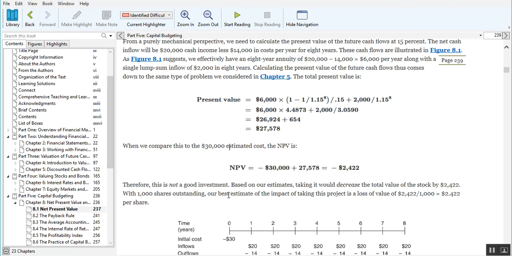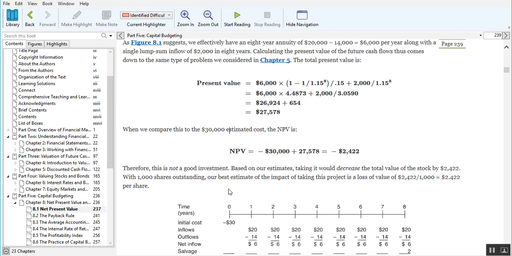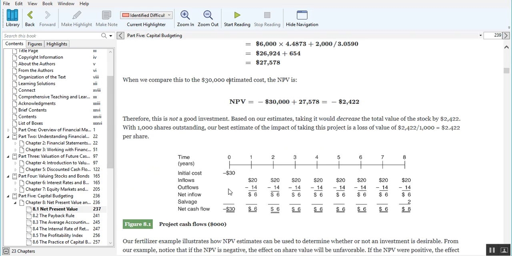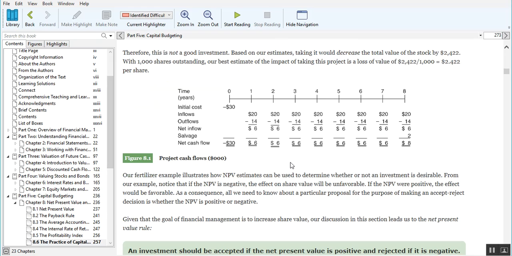Well, should we do this? Considering we have to invest $30,000 in the beginning as an outlay, no, this is not going to recover all of our initial investment. So this is not a good investment. We would actually decrease the value of the stock by $2.42 a share if we did this. And you can see kind of what the timeline of the investment would be.